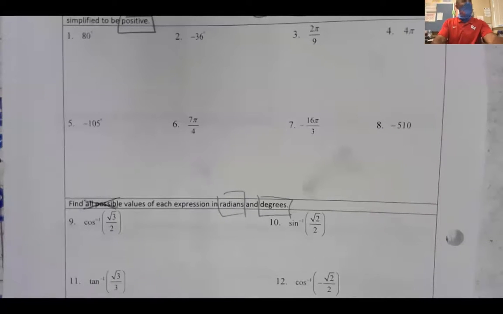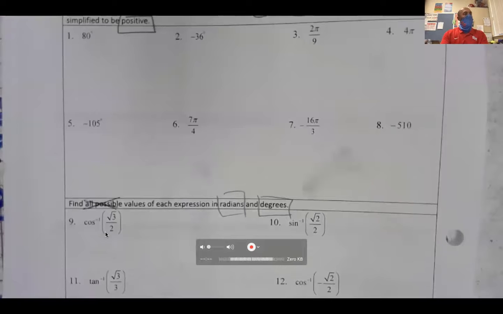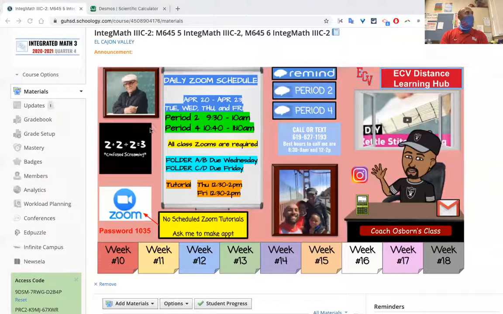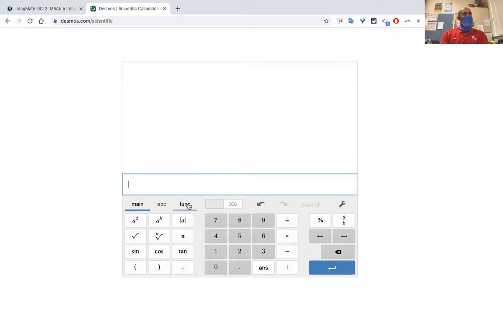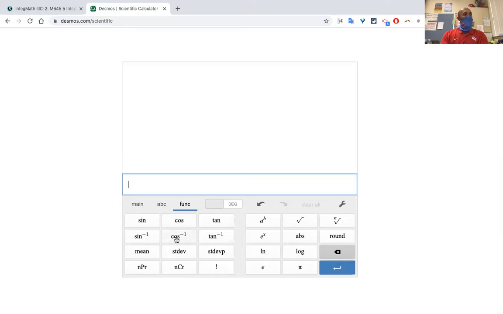All right. So what I'll do for number 9 is I need to convert that into degrees. Okay, and the way to do that is just take out my Desmos calculator. Remember, you go to function here, cosine inverse, and do square root of 3 divided by 2. So I get 30.